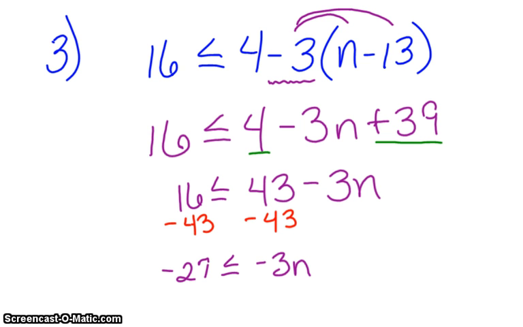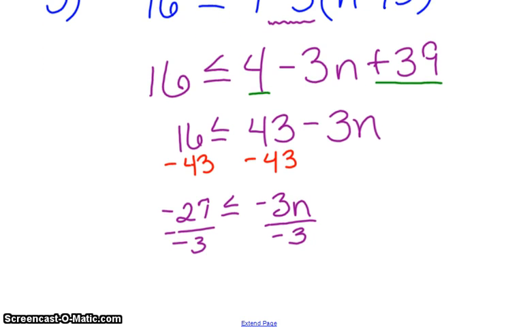And once again, I've decided to pick 3 examples that were all dividing by a negative at the end, which means flip the symbol. So we get positive 9 on the left because a negative divided by a negative. The symbol flips, and n is isolated.